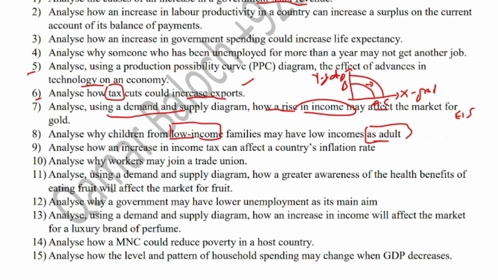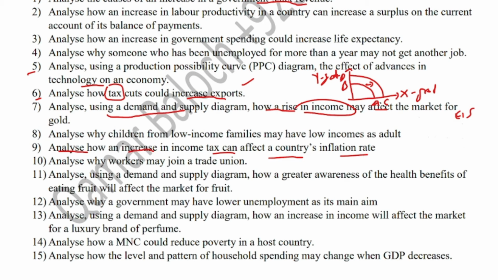This is a general trend, but exceptions are always there, and in many cases we can see many poor people who grew up very quickly, sometimes overnight, and the situation can be quite opposite as well. But in this case, you have to justify that low income children of low income families remain poor as adults as well. Next: analyze how an increase in income tax can affect a country's inflation rate.